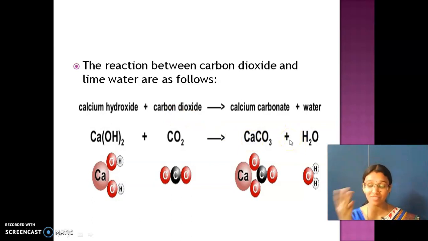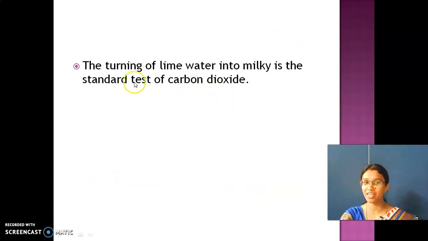Up to this, we have seen 3 activities. What is the first one? Burning of magnesium ribbon. The second is the reaction between copper sulfate and iron. The third is the setup to pass gas through lime water. When this reaction takes place, the lime water turns milky. The turning of lime water milky is the standard test of carbon dioxide, to confirm the presence of carbon dioxide.